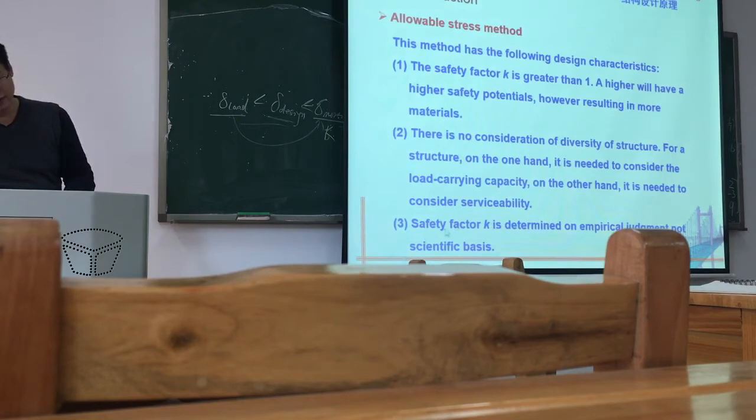So the safety factor K is determined on empirical judgment, not a scientific basis. As I just said, this value is not a scientific result. It just comes from experience. So that means this method is not so precise.